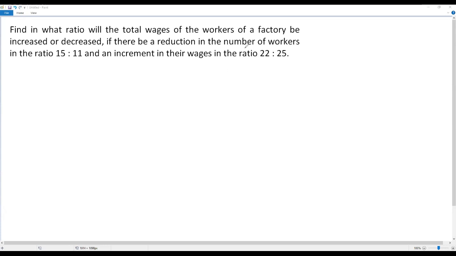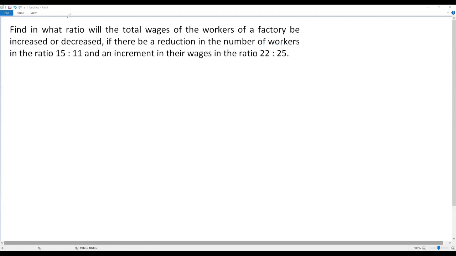So according to the question, we have to find in what ratio the total wages of a factory will be increased or decreased after the two changes. There are two changes given here. The first is that the number of workers will be decreased in the ratio 15 to 11, and the wages are increased in the ratio 22 to 25. After these two changes, we have to find whether the total wages increase or decrease, and that too in the ratio.